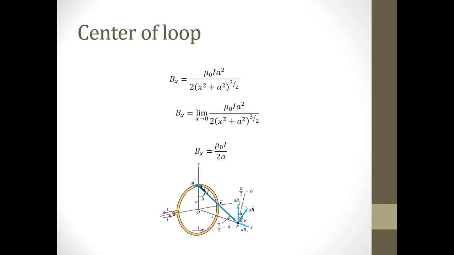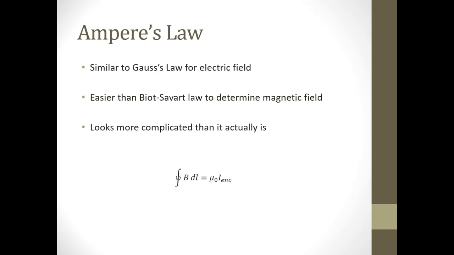Now, if we remember with electric field, there was an easy way to get around it called Gauss's law that simplified that calculation. The same thing happens to be true with magnetic fields.